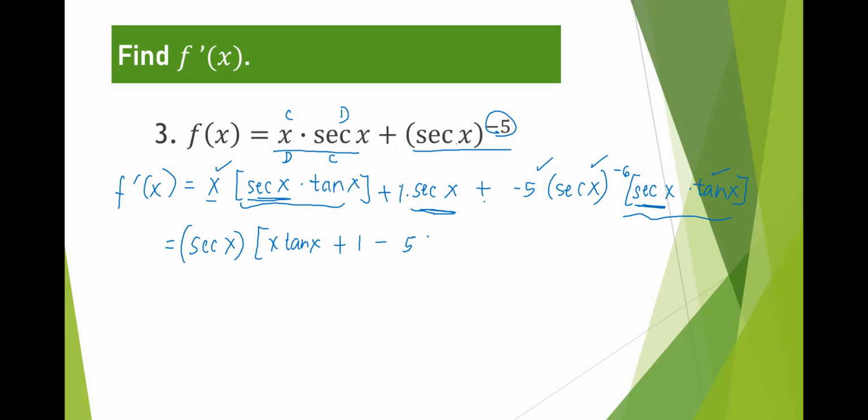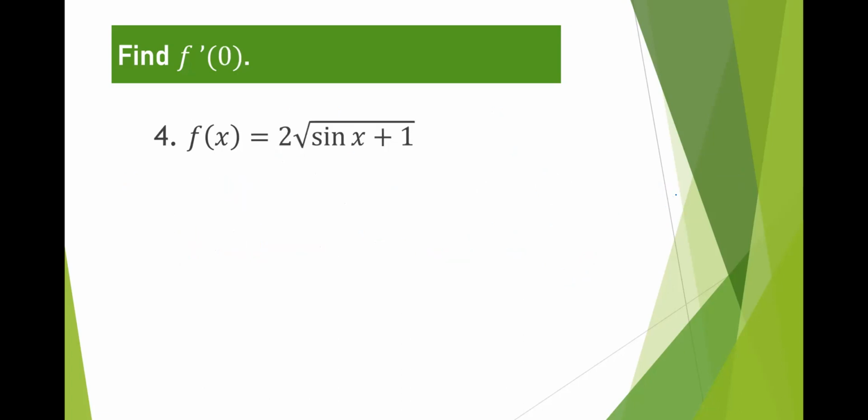So, minus 5 secant x to the negative 6 times tangent x. And that's it for our final answer. Although this one will suffice, yung kanina, okay lang din naman yun. Okay, let's go to number 4.